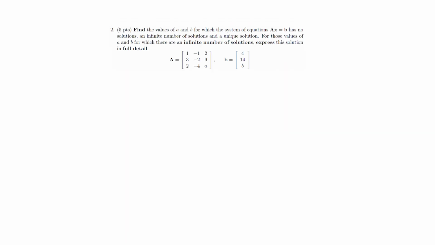Let us now have a look at question 2. Well, we consider a system of equations that depends on two values a and b, and you have to find the values for which this system of equations has no solutions, an infinite number of solutions, or a unique solution.